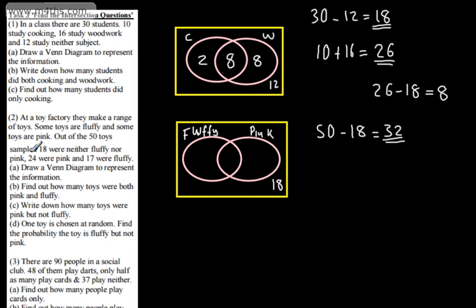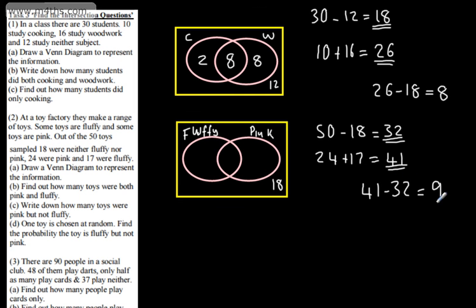If we just read this now, we've got 24 were pink and we've got 17 were fluffy. Well, 24 plus 17 is equal to 41. So it looks like I've got to fit 41 people into 32 spaces. But remember, we've got these people in the middle who have doubled up and are doing both. So 41 minus 32, well, that is going to give us 9.